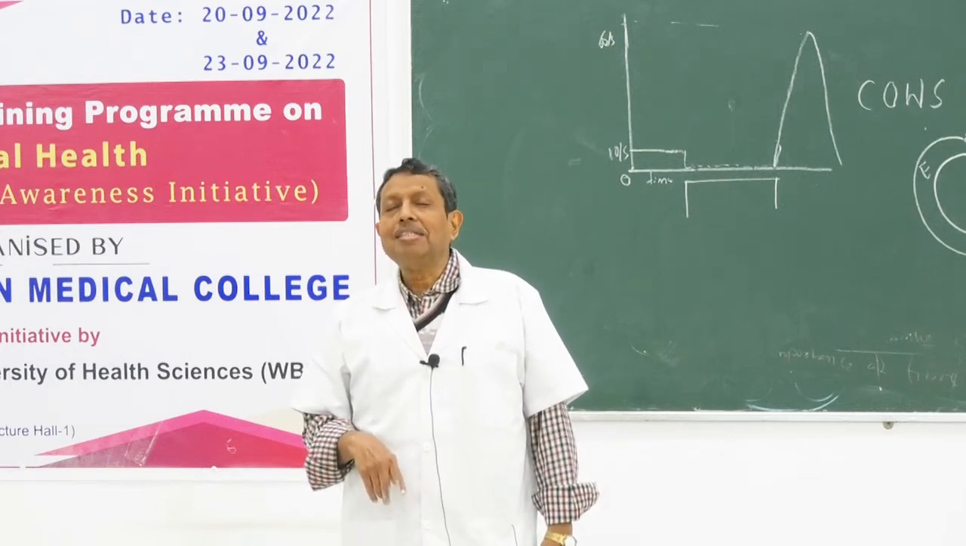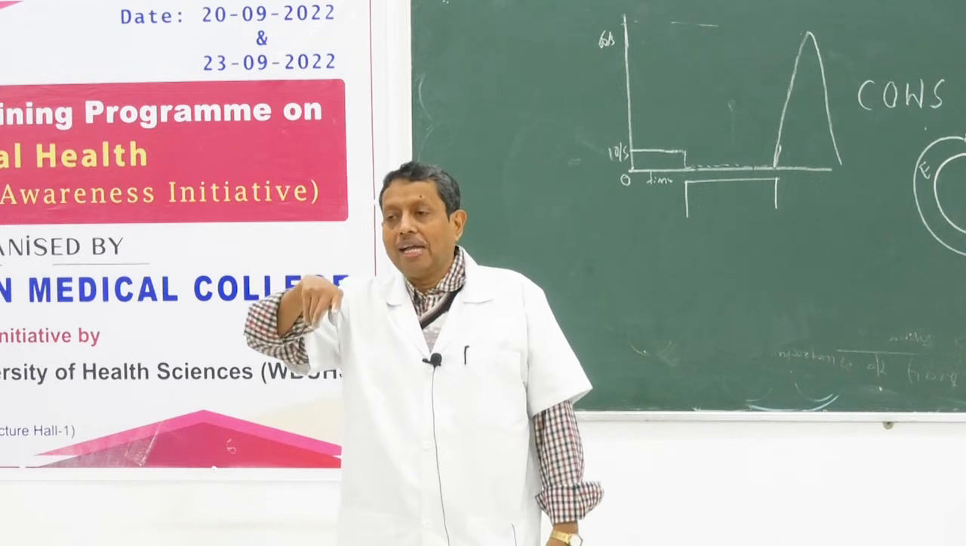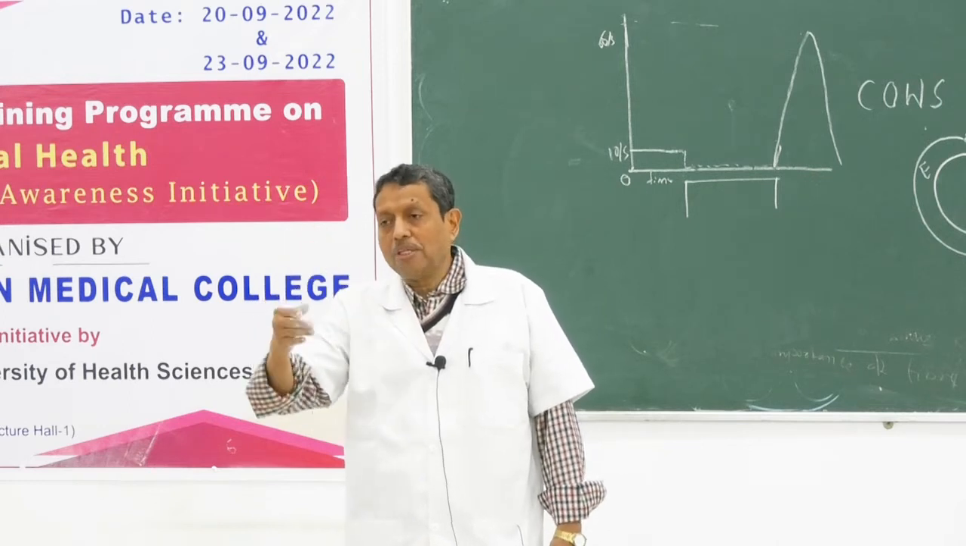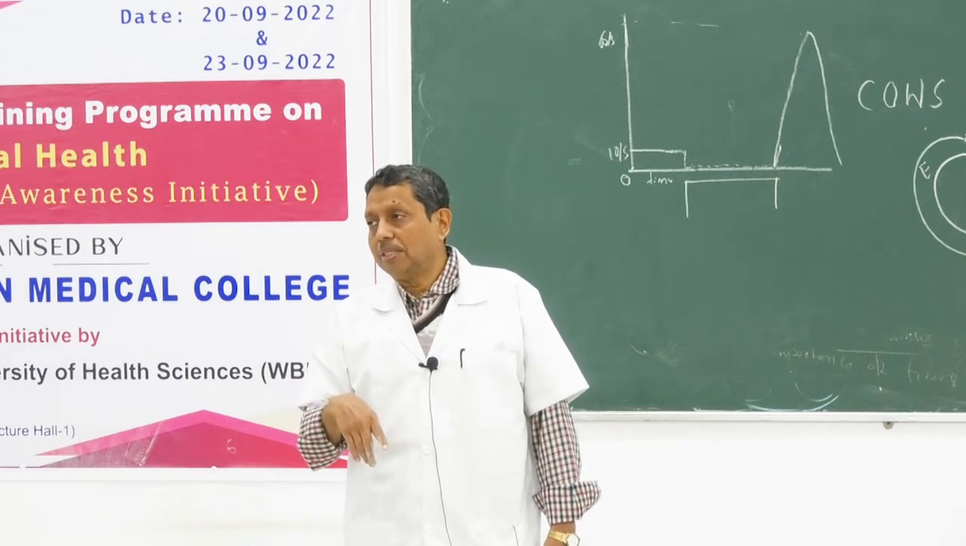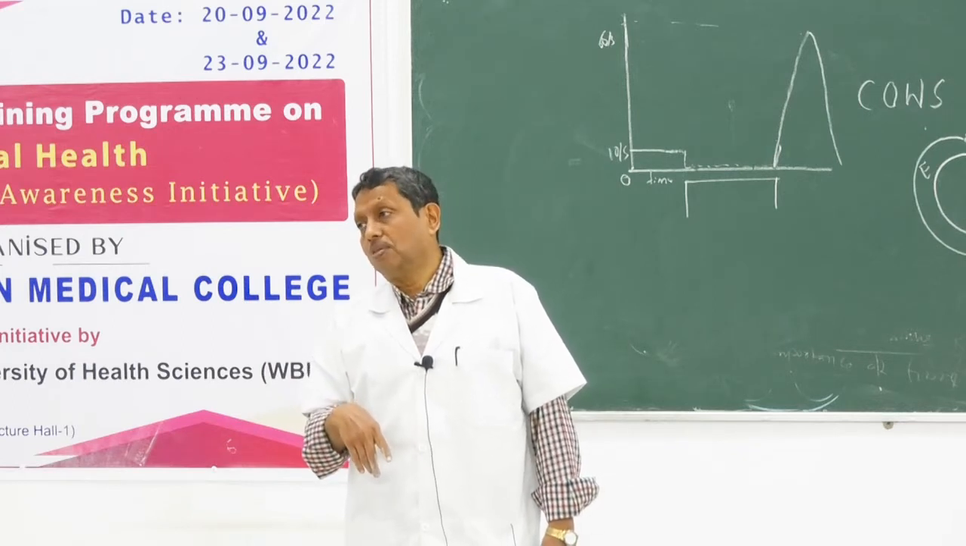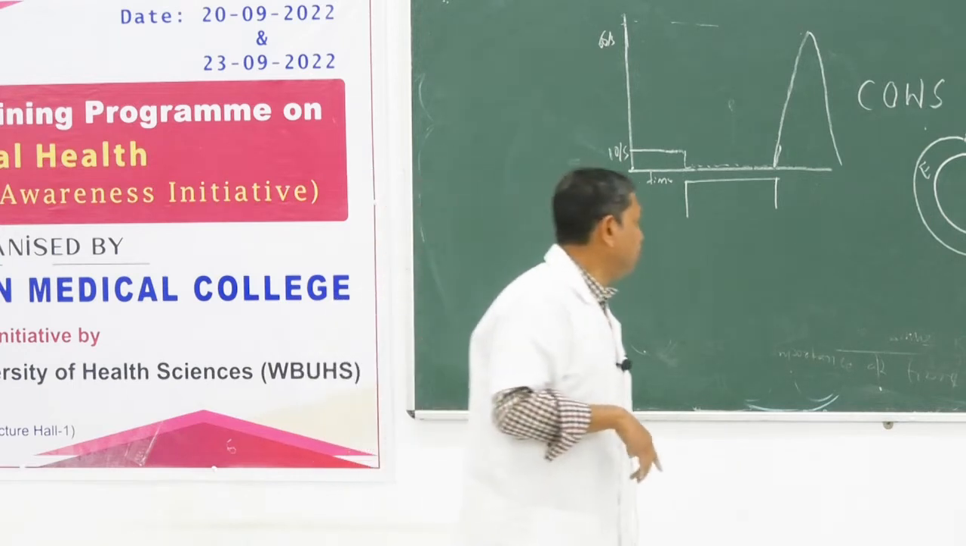The individual is in this position and rotating. Just after rotating, stopping this, ask him to open the eye and you see the direction of the nystagmus. And you will find it in the opposite direction. And how is it possible?